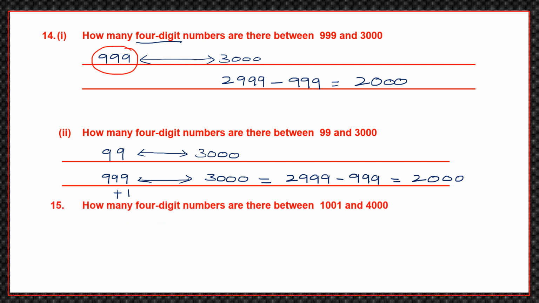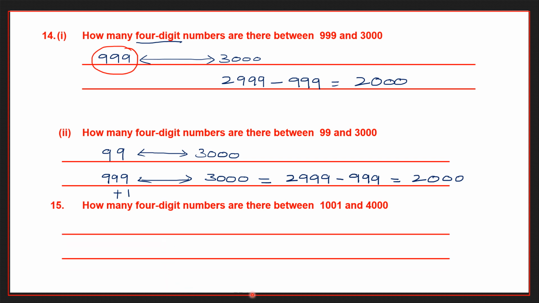Question 15. How many 4-digit numbers are there between 1001 and 4000 this time? Okay, so now the question is between 1001 and 4000. How many 4-digit numbers are there? So we should take the number before 4,000, which is 3,999. Now we have to minus 1,001 from this. So we are taking the number before 4,000, which is 3,999, and we are subtracting 1,001 from it.